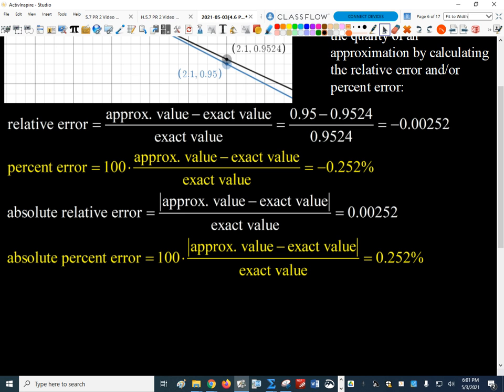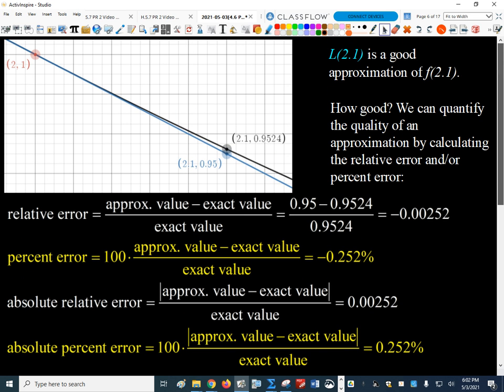You lose that sign with an absolute error, but sometimes that's all we want, just an absolute percent. Okay, I think a lot of the questions in the assignment are actually asking for absolute error.